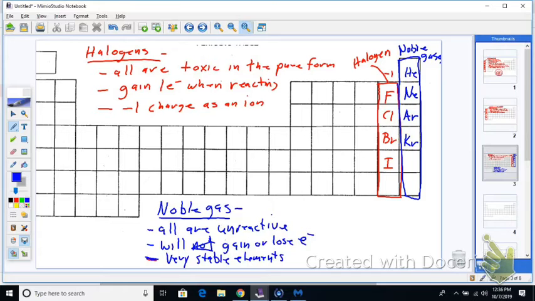Okay, and then the last thing I'll have you put down: not found in any compounds. I've got one more thing to do too, it's not very long. And then they're found free in nature. So they're found by themselves. Okay, found free in nature.